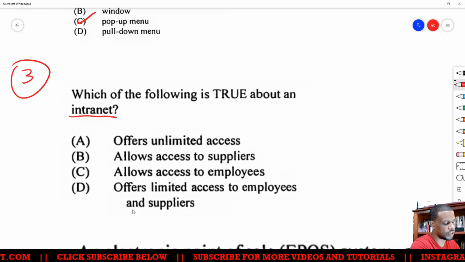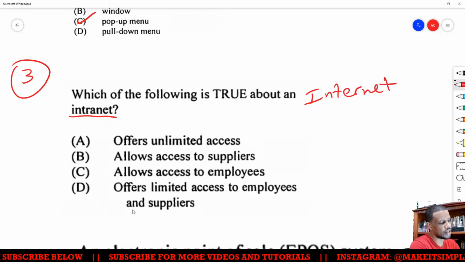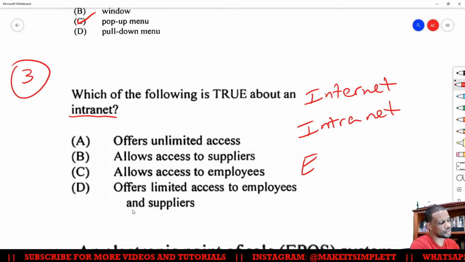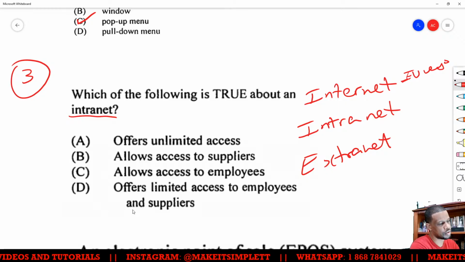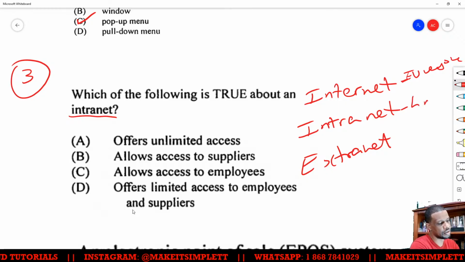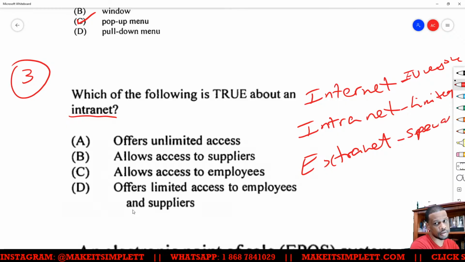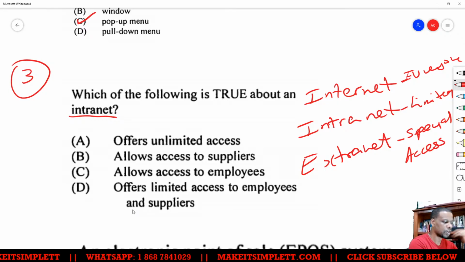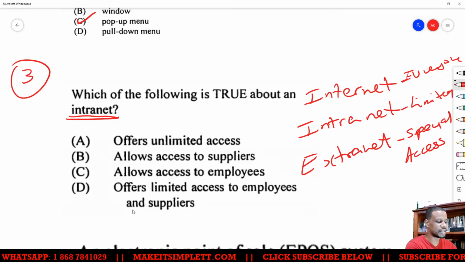Now, there are three nets that you can basically have. You can have internet, then you can have intranet, and then you can have extranet. Internet is everybody. Intranet is limited. And extranet is special access. So definitely if you have intranet, you have to understand that it's only limited to certain people.